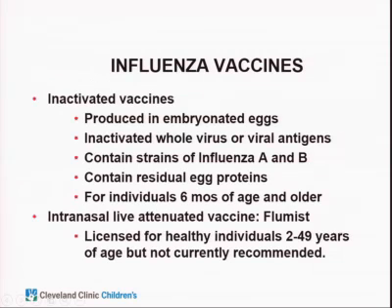And then influenza vaccines. Inactivated vaccines are produced in embryonated eggs. They are usually whole virus or viral antigen vaccines that contain strains against both influenza A and B. They do contain residual egg proteins, and they are indicated for children and infants 6 months of age and older.